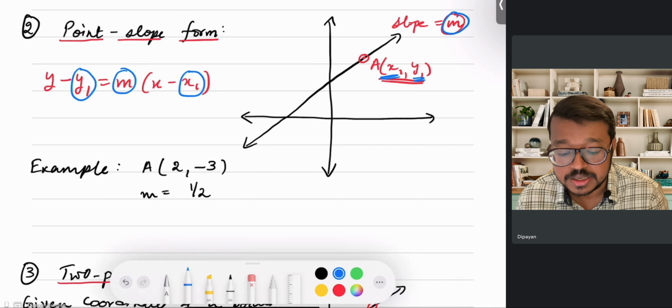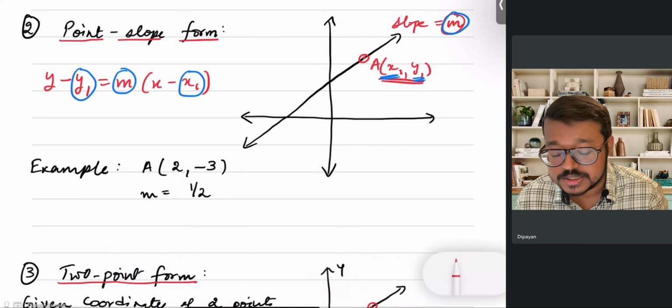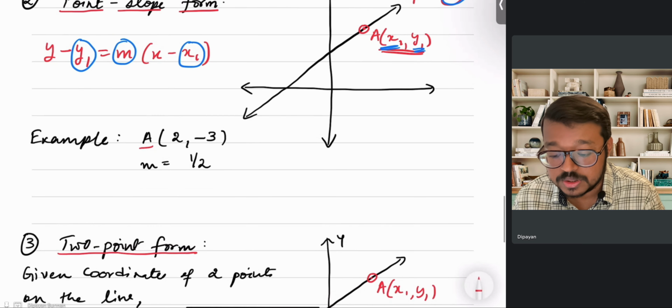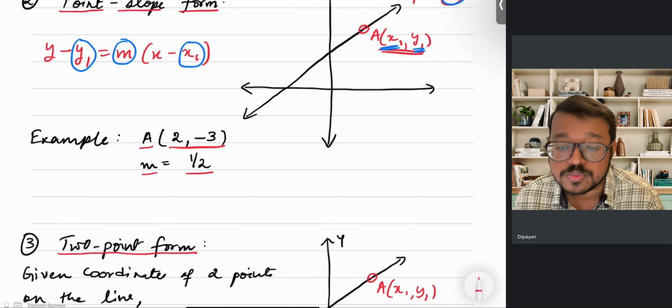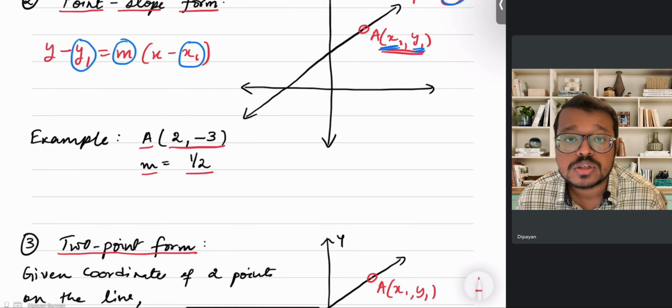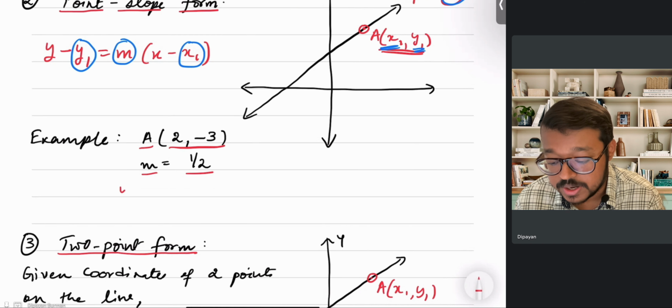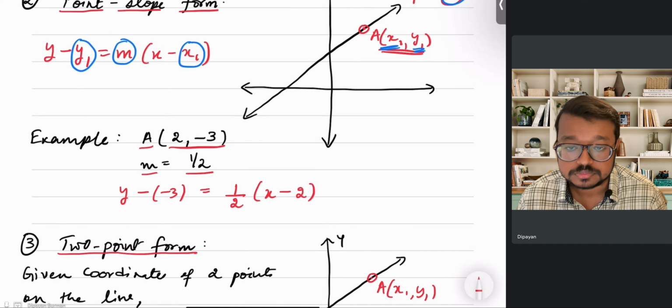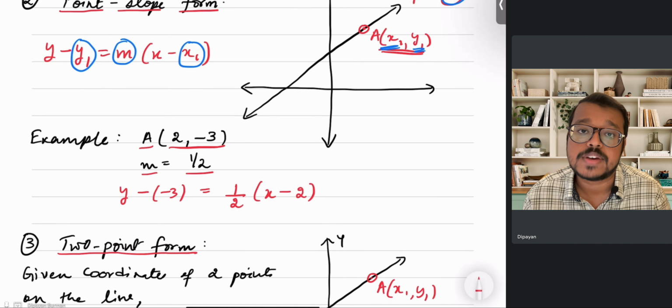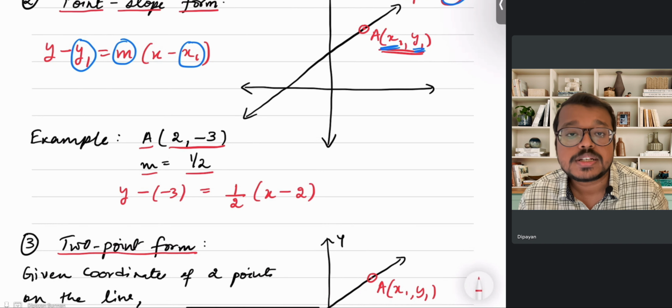For example, if I know that there is a point A with coordinates 2 comma minus 3 on a line and the slope of the line is 1 by 2, then the equation of this line will be y minus of minus 3 equals the slope 1 by 2 multiplied by x minus 2. So I just need to substitute the values of the x and y coordinates and the slope.